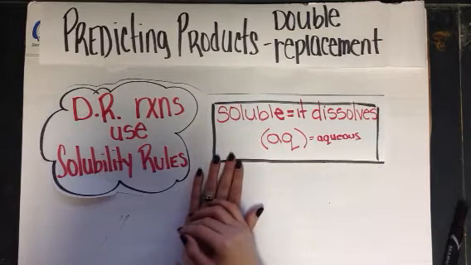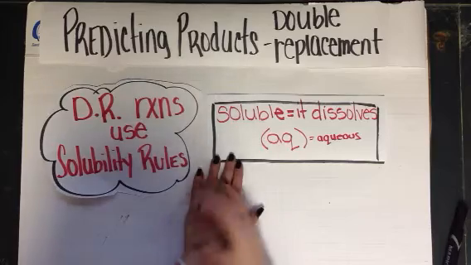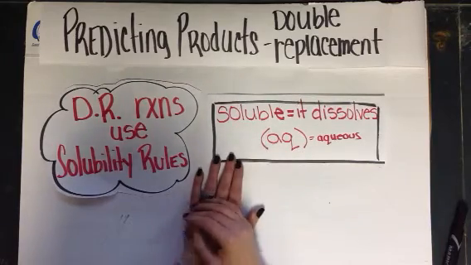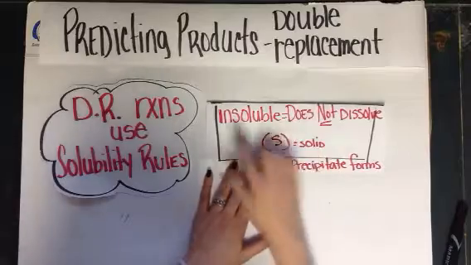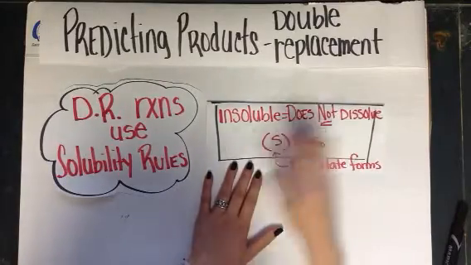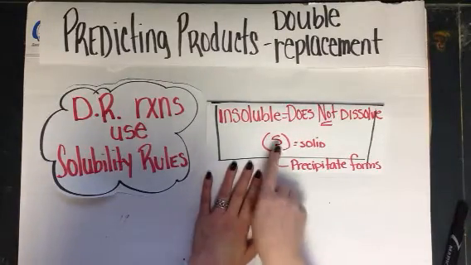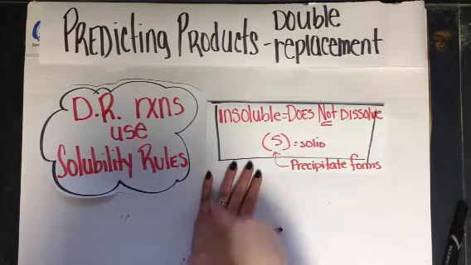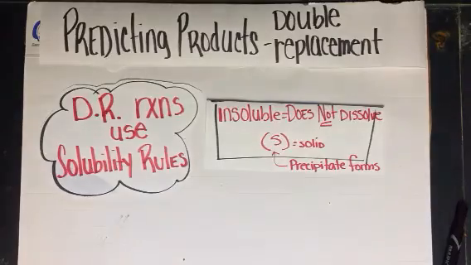So if I take salt and I put it in water and it dissolves, which it does, then I can write NaCl with an aqueous next to it. Okay? Insoluble is the opposite. It means it does not dissolve when you put it in water. So it stays as an S for solid. We also like to call this a precipitate forms. So whenever a solid forms, it's called a precipitate.